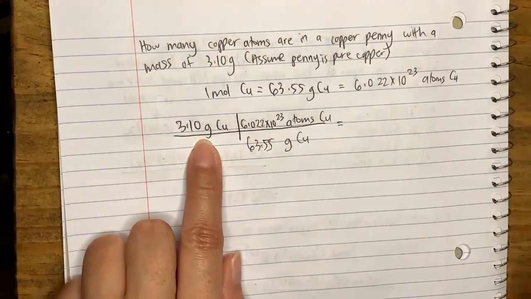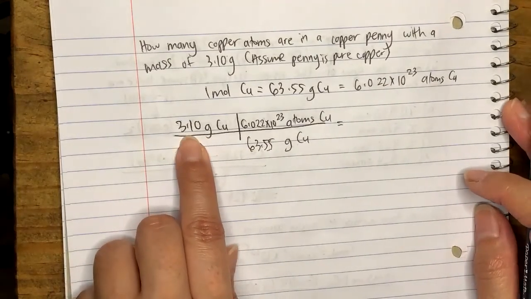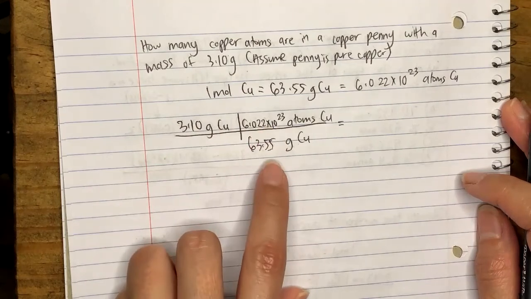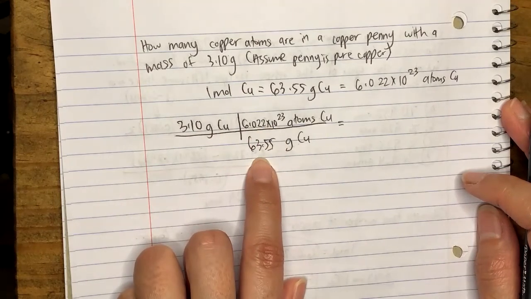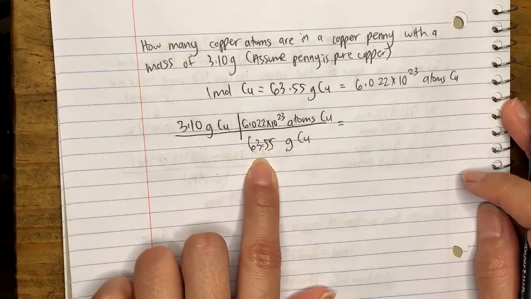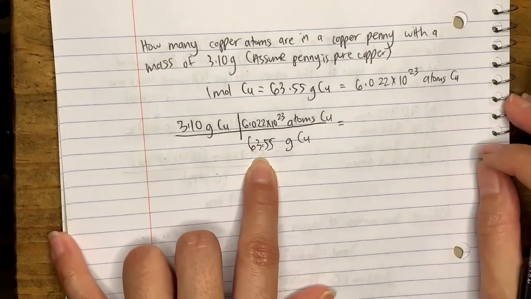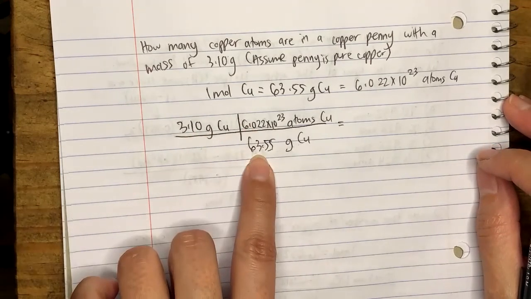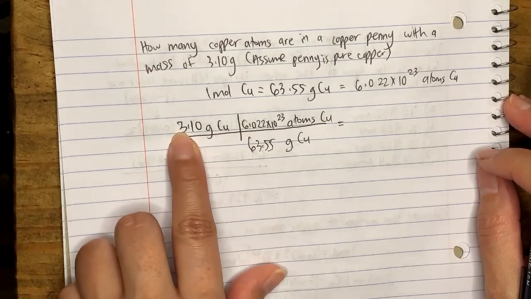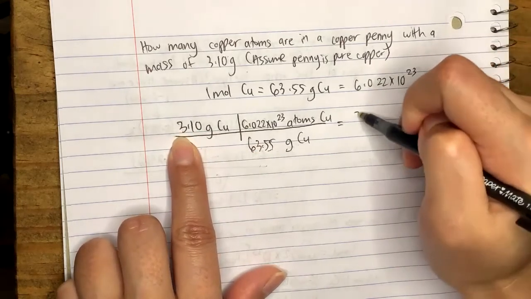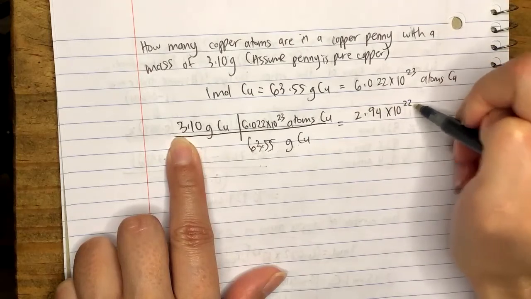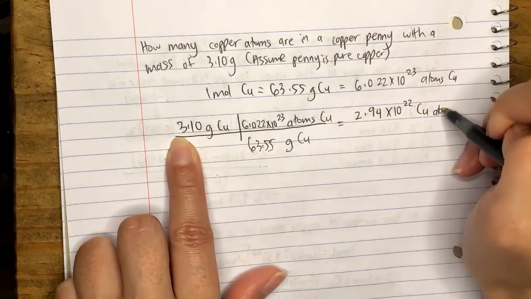When you put this in your calculator, you take 3.10 times 6.022 times 10 to the power 23 divided by 63.55, and then you should get your answer. Now, how many sig figs do we want to keep in this answer? We only keep 3, because these all have 4 sig figs but we keep the smallest. So your answer should come out to be 2.94 times 10 to the power 22 copper atoms.